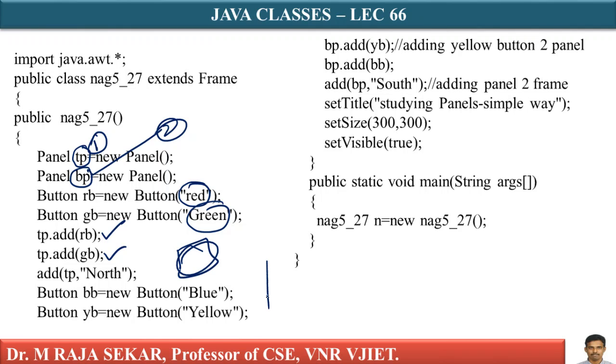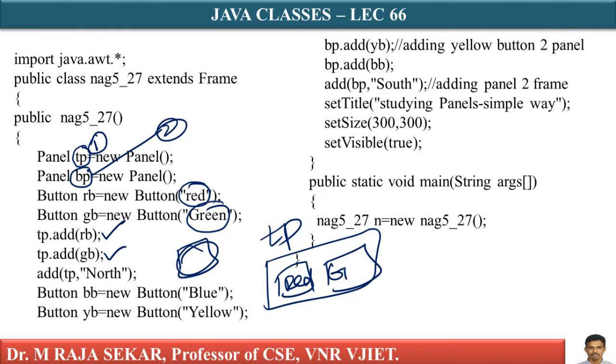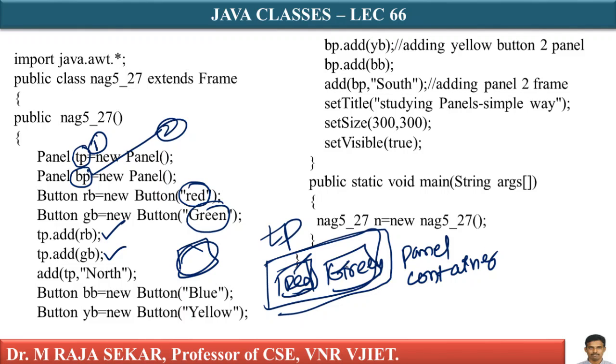I have a panel TP in which I'm adding two buttons. One is a red button and another one is a green button. Red and green are components. Buttons are components. I'm keeping these two components in a panel. Therefore, here the panel is working like a container. Why? Because it is containing two buttons, two components, isn't it?